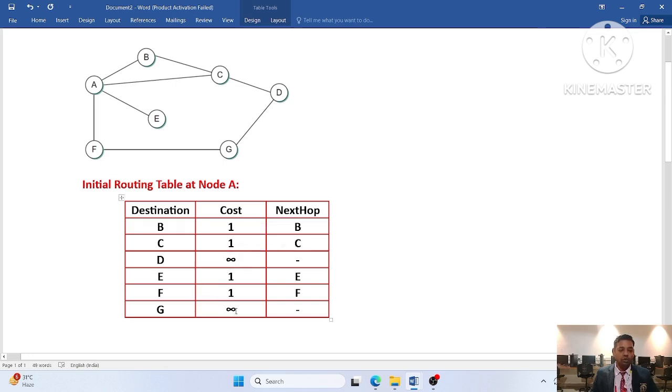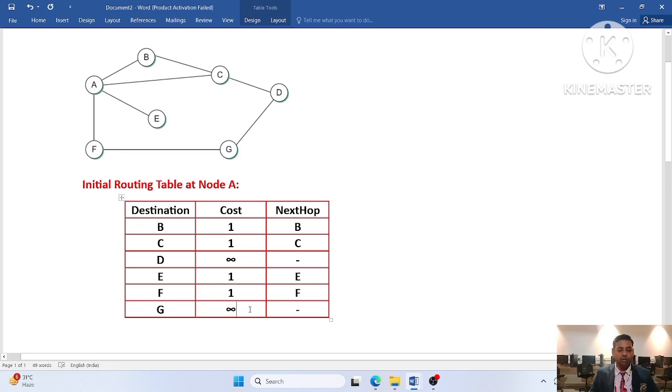Similarly, in order to determine the value for the cost of reaching the node G, in this case, when the router F shares its routing table with A, in the routing table of F, the cost to reach the node G will be available. So using this data, now A's routing table will get updated. Okay, when the router F shares the routing table with A.